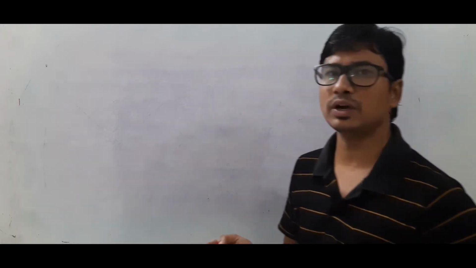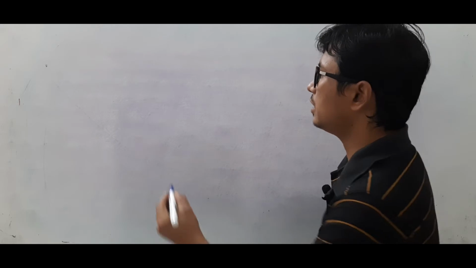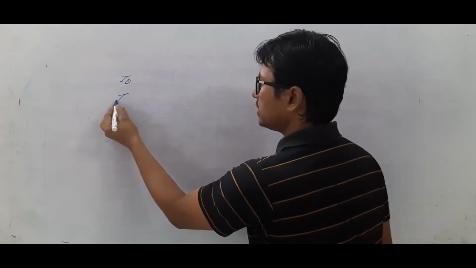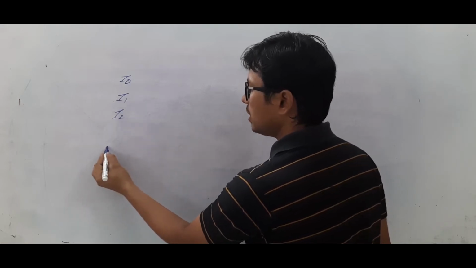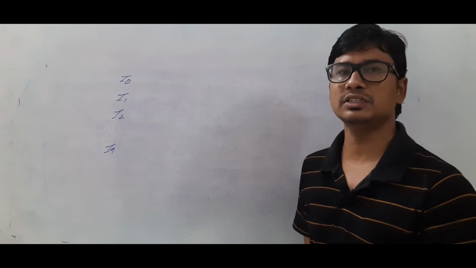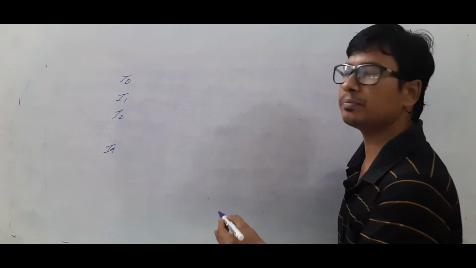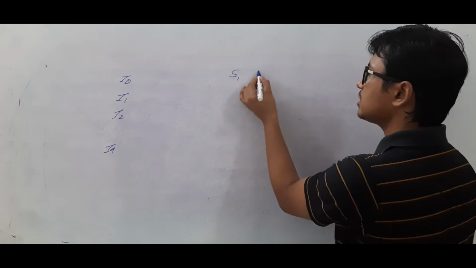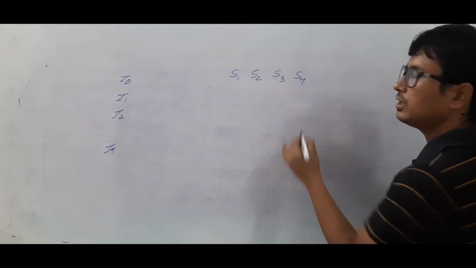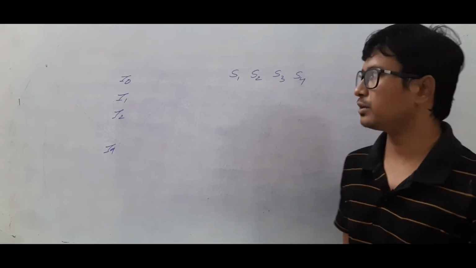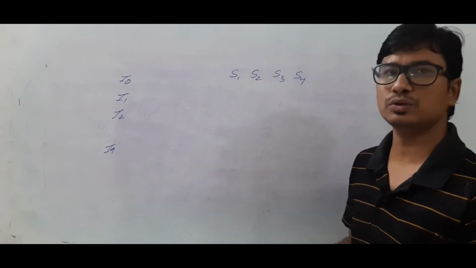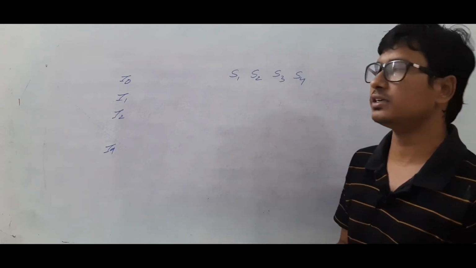Now, before discussing the technique, let me explain with an example. I have instructions I0, I1, I2 till I9. So I have 10 instructions, and I am executing them using a 4-stage pipeline. Meaning, I have stage 1, stage 2, stage 3, and stage 4 in the pipeline. If you want to execute any instruction, it has to go through these 4 stages to complete its task.